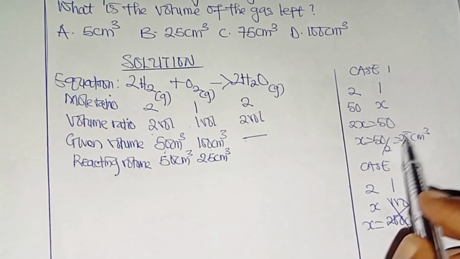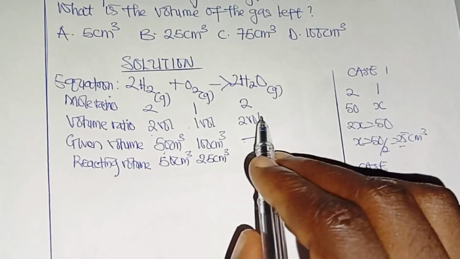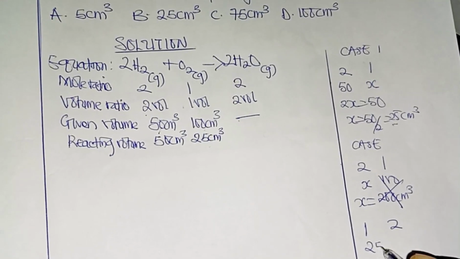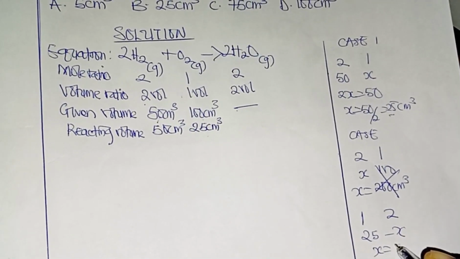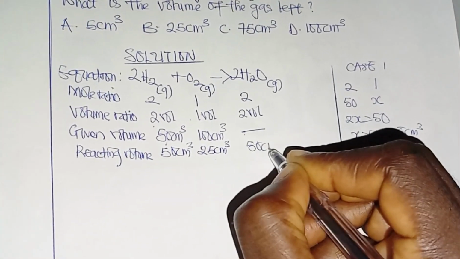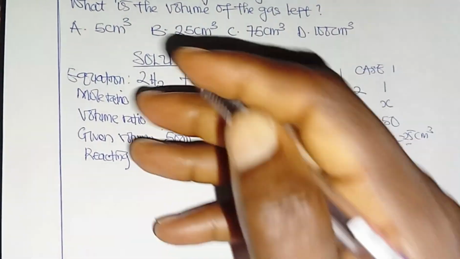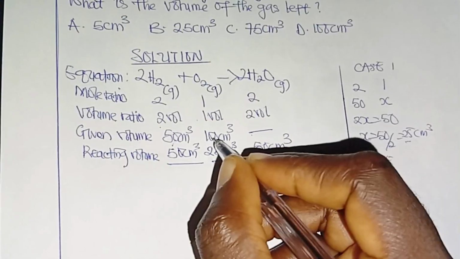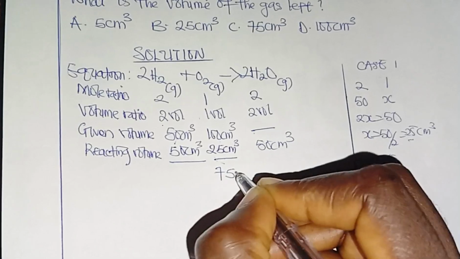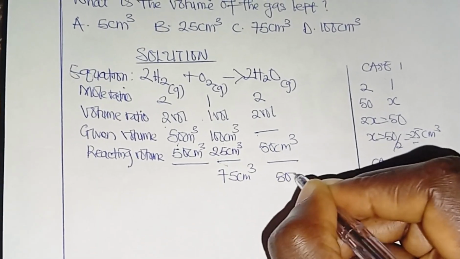Because we sought for oxygen and we got a value lesser than the given volume. So if 1 should give me 2, this is very simple. What will 25 cm³ give us? We call it x. When I make x subject of formula, I have 50 cm³, right? So the volume of the product is 50 cm³. So 50 minus 50 will give us 0. It simply means 50 cm³ of hydrogen reacted. Then for oxygen, 100 cm³ minus 25 cm³, which is the reacting volume, we'll be left with 75 cm³. And then for the product, we still have 50 cm³.